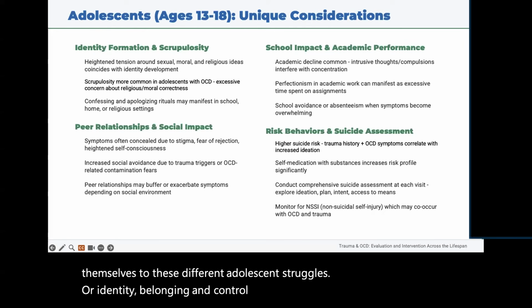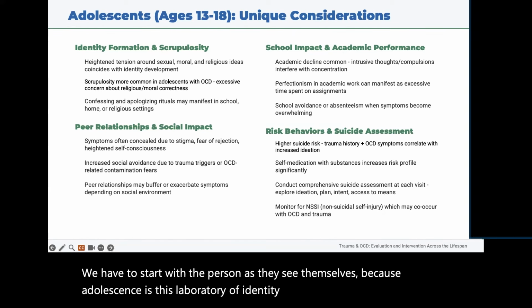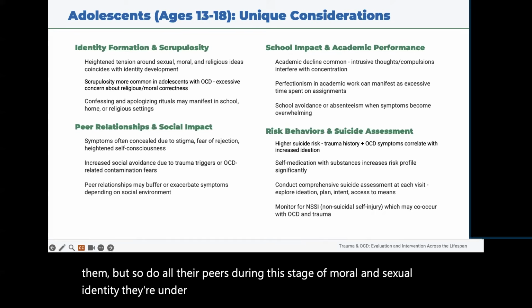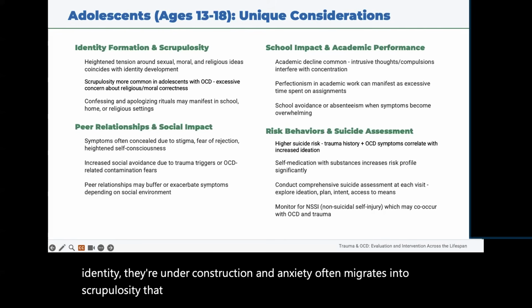So let's look at identity formation here. We have to start with the person as they see themselves, because adolescence is this laboratory of identity. They think everybody's looking at them, but so do all their peers. During this stage of moral and sexual identity, they're under construction. And anxiety often migrates into scrupulosity. That is, obsessive fear of moral error or impurity.